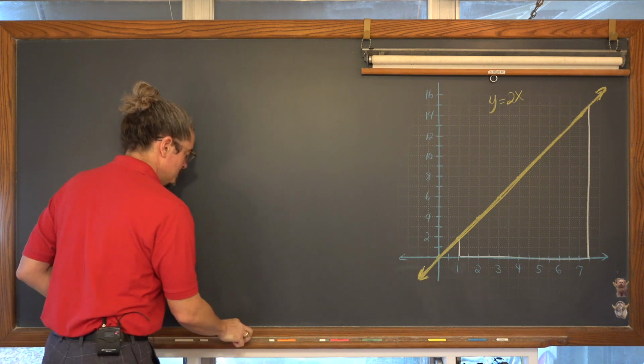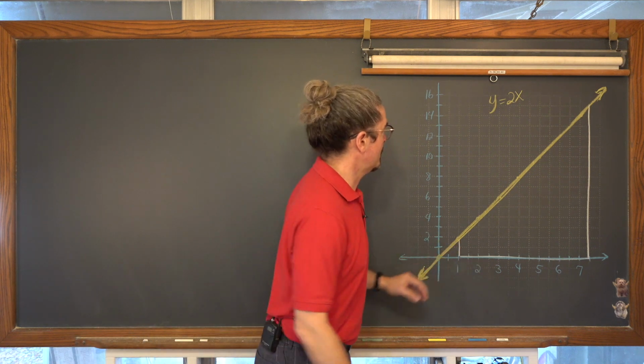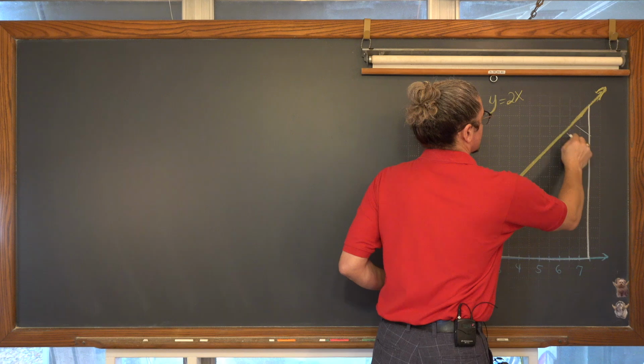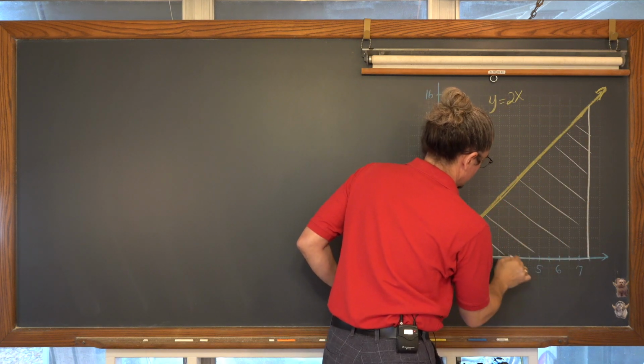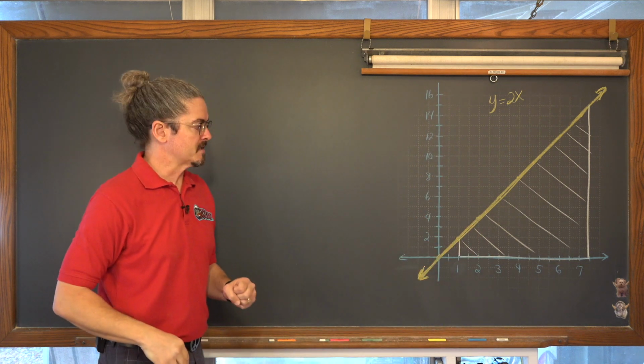Okay, so we're going to first try and estimate the area below the curve of y is equal to 2x and the x-axis on the closed interval from 1 to 7.